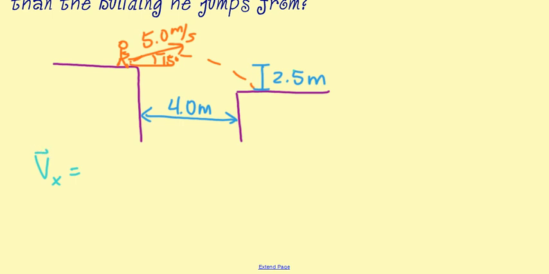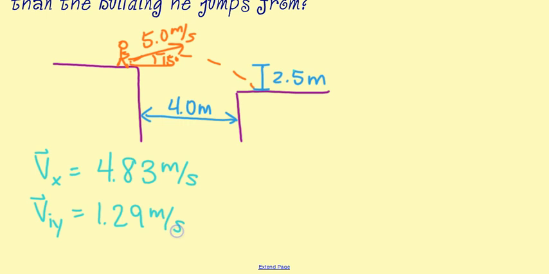In this case, the x velocity is 4.83 meters per second, and the initial y velocity is equal to 1.29 meters per second. Remember that I suggest drawing a diagram that includes that initial velocity vector, 5.0 meters per second, and the x and y components, like so. If I draw that diagram, that angle that I am given, 15 degrees, is located right there.